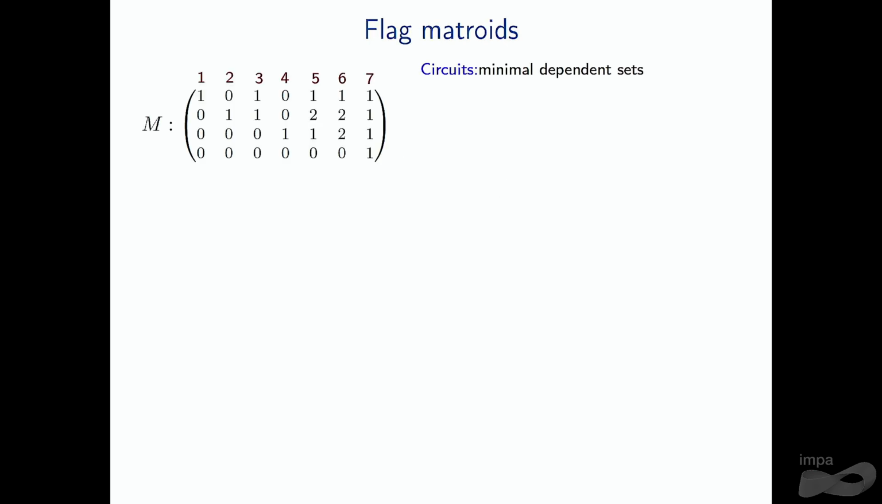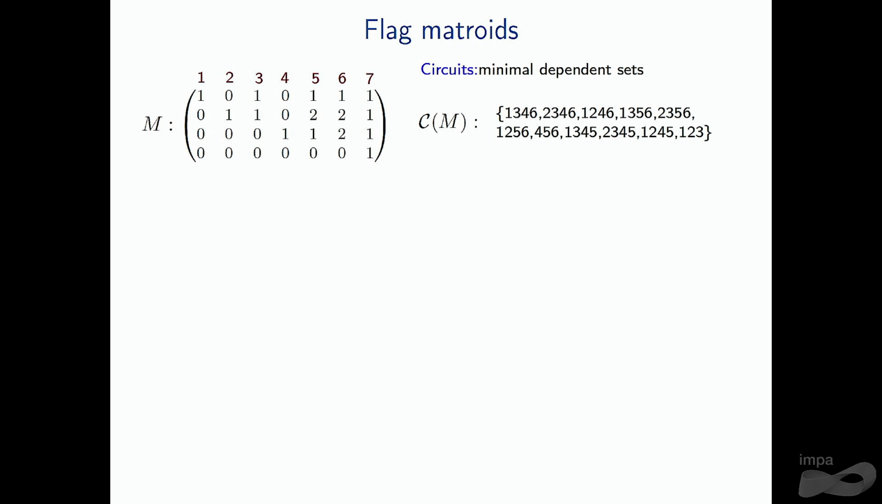So as for matroids, there are a big amount of ways to define what a flag matroid is. One way of defining what a flag matroid is uses circuits, so minimally dependent sets. So let me give you here an example. Let's take the matroid obtained from this matrix M, and let's take the circuits of this matroid.